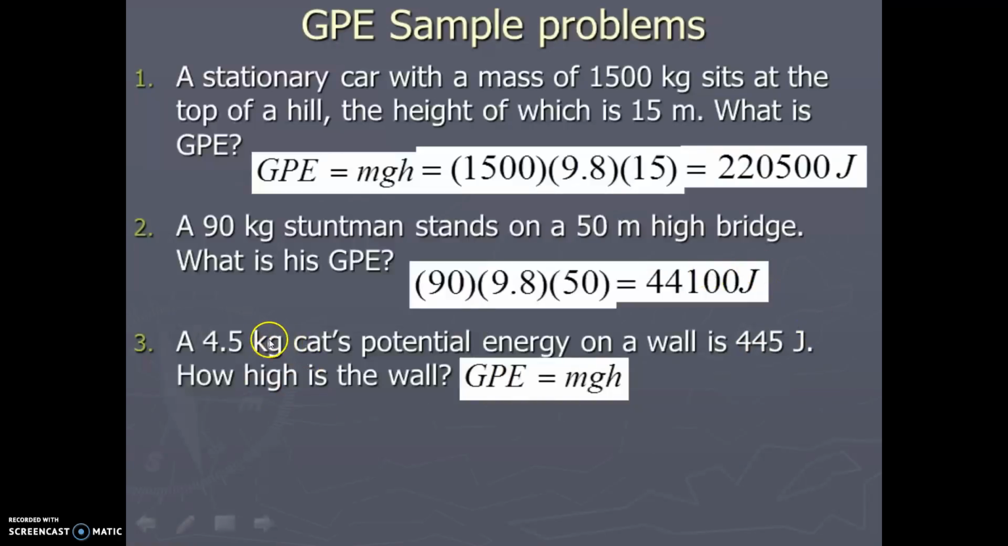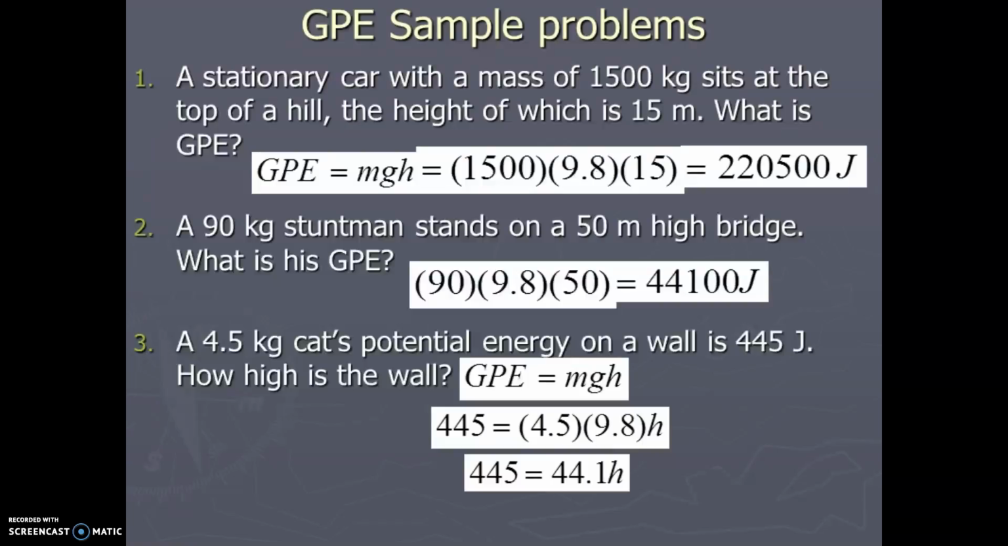We are given the mass. It's 4.5, so we want to plug that in for m. g is always 9.8. So we have this. The next thing we want to do is do 4.5 times 9.8. And that becomes 445 equals 44.1h. And then we can just divide both sides by 44.1. And we get h equals 10.09 meters. And the correct units there are meters because it is height.